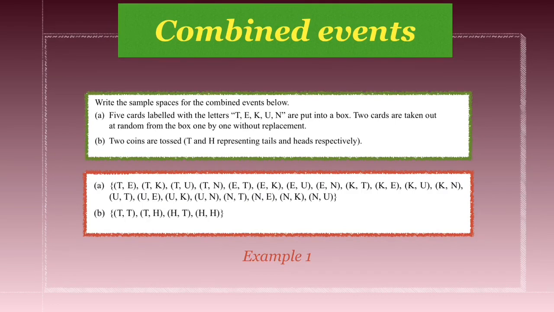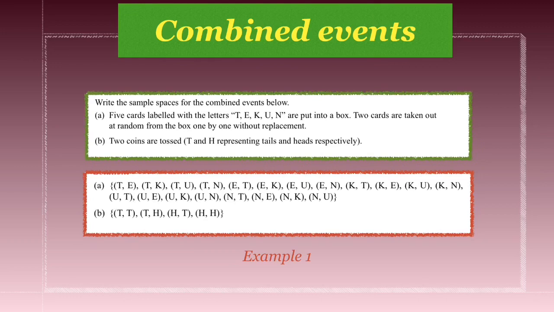Okay, let's have a look at the answer. So for A, the total number of sample space is 20 because the first event is 5 outcomes and followed by without replacement, so the second event will be 4 outcomes. So the total number of sample space will be 5 times 4, multiplication rule, which is 20.